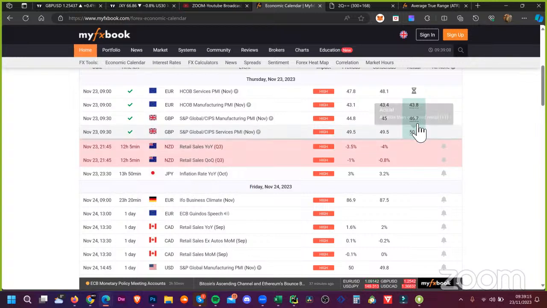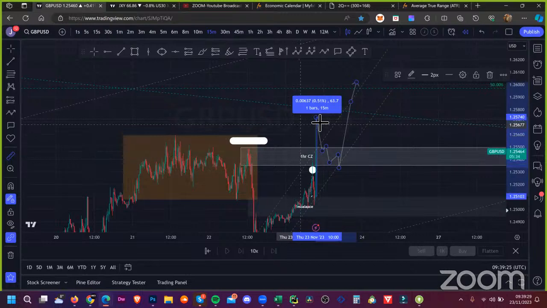And the other one was 46. That was better than expected. So that is why we had that. All very bullish for the pound. So if it's all very bullish for the pound, this is when we're combining our fundamentals. Just because I've seen this spike, I'm not selling. The fundamentals are bullish for the pound.